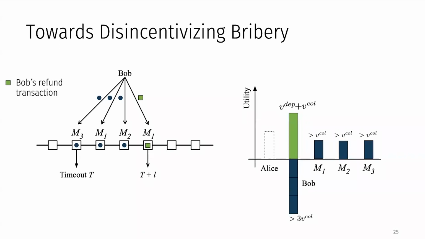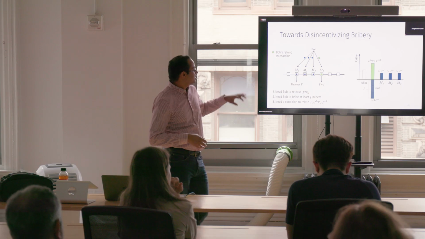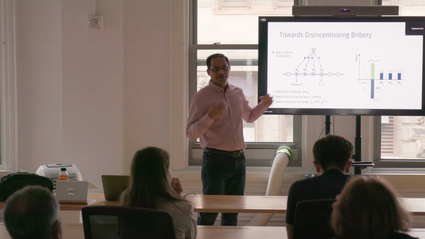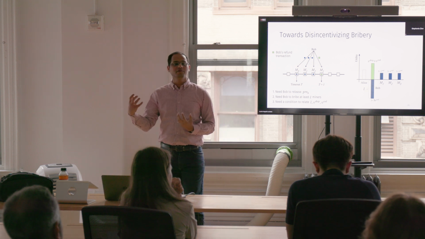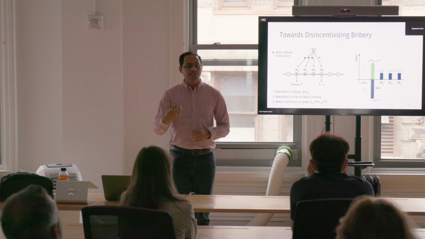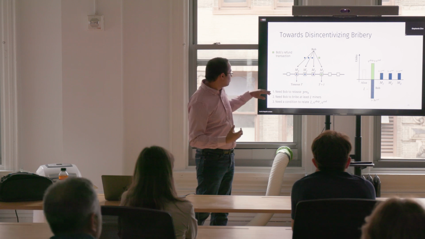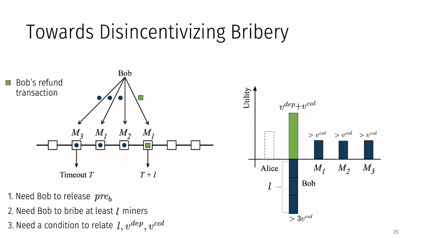Okay, so how can we enforce this? First, if miners need to be paid greater than vcall, it's because they have an action available to them where they can confiscate vcall. Okay, when will they confiscate vcall? If pre-B is available on the chain. So we can enforce that Bob should release pre-B at a certain time. And after that, he needs to wait for some amount of blocks over here, L blocks, so that he has to bribe approximately L miners.